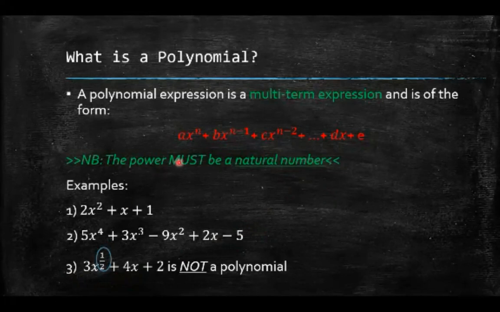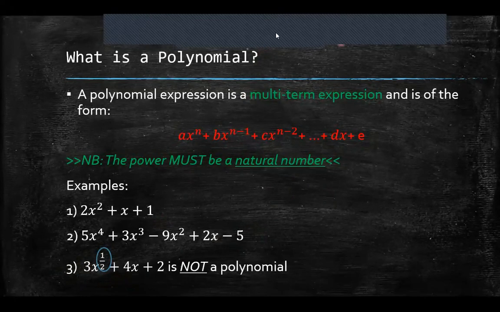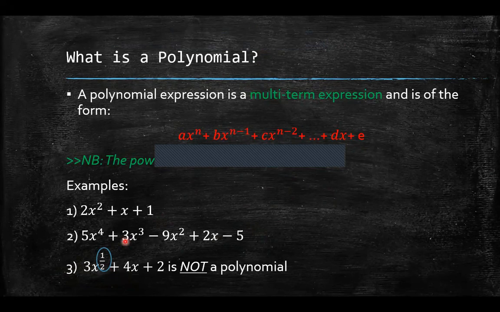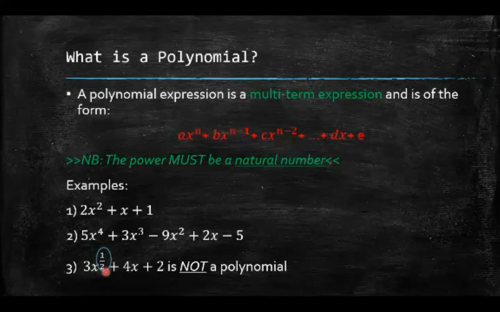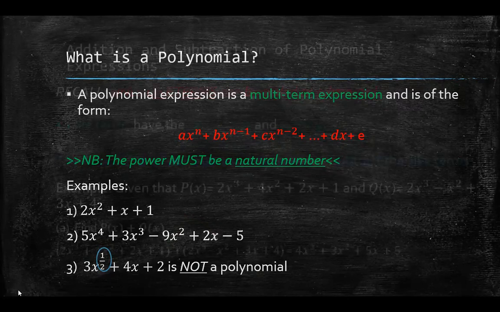This third one, remember the power must always be a natural number. A half is not a natural number. Natural numbers go from 1 to infinity. A half is not in that set. A half is not a natural number, therefore it cannot be a power, and this is not a polynomial. Everybody good so far? Yes, miss.